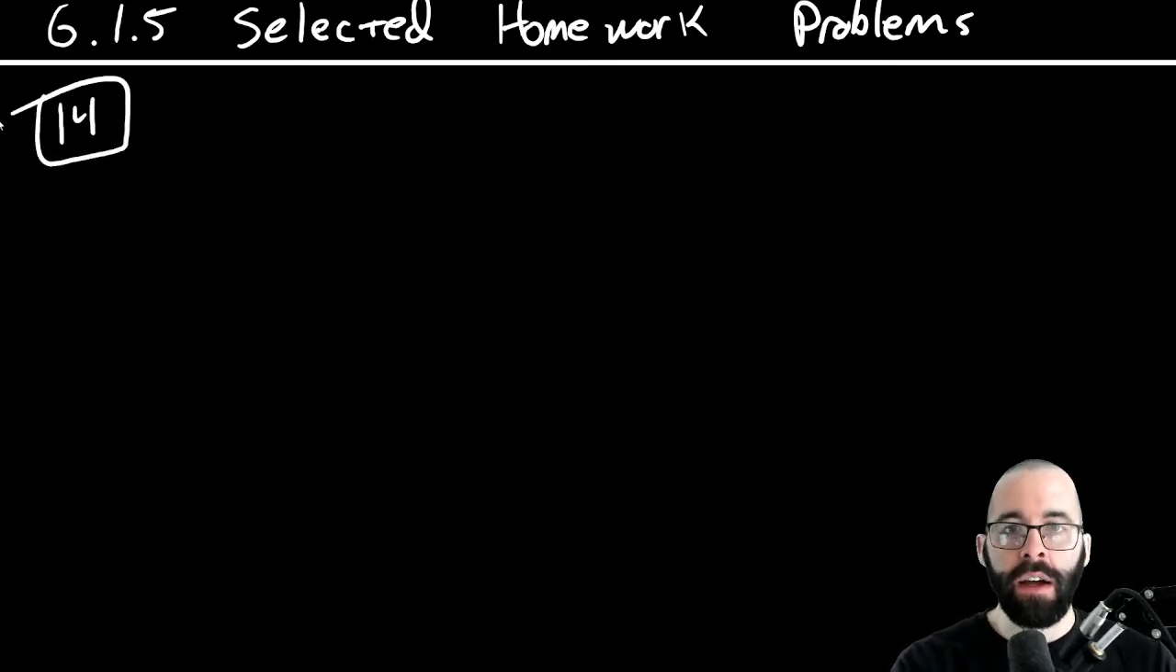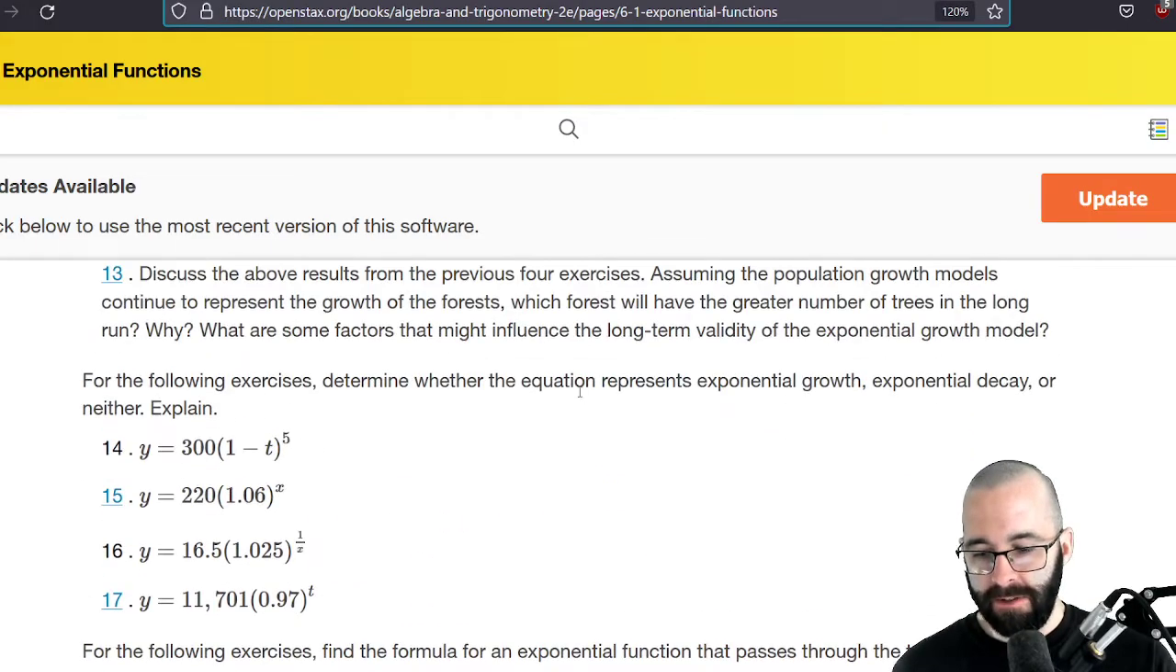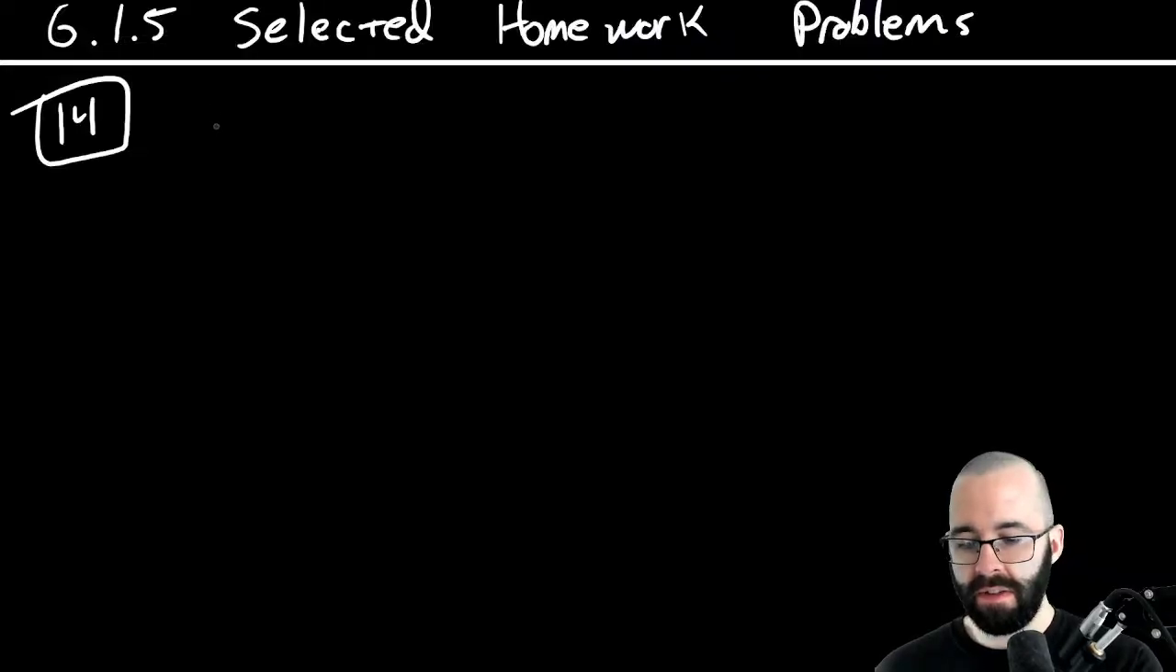We're important now. Number 14. All right. So number 14 in 6.1 is up here. And it says, determine the equation whether it represents exponential growth, decay, or neither. So this is 300 times (1 minus t) to the fifth.